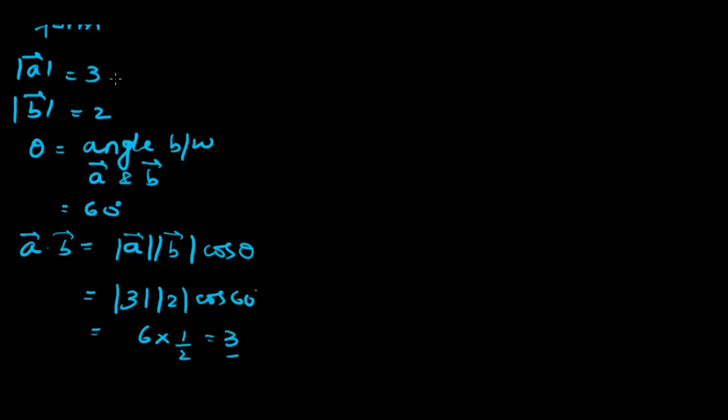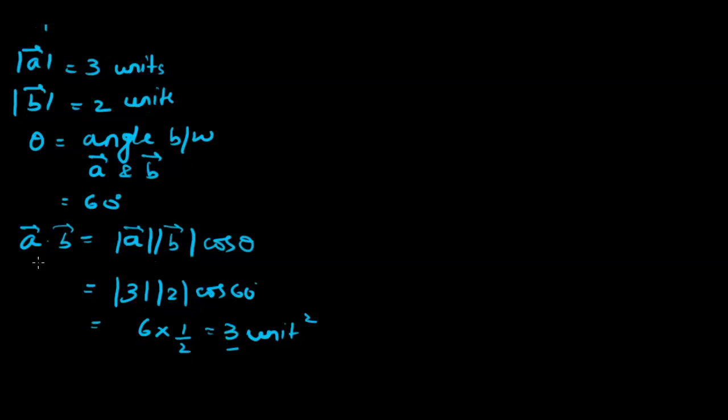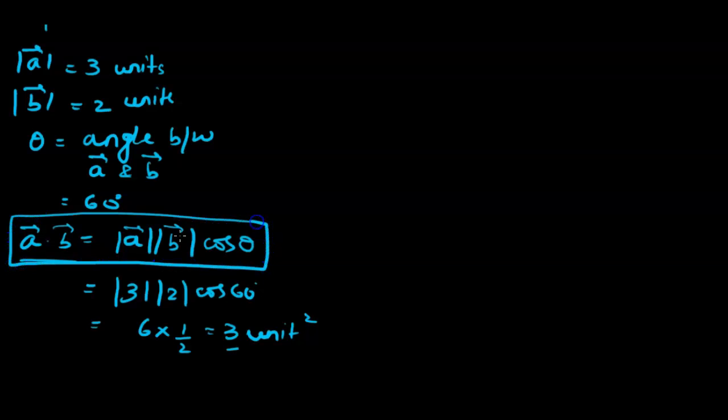Now since we're not given any units, let's consider this is 3 units and this is also 2 units. So all we have to do is write 3 units square, because it's a product that we have got. So dot product of vectors when the two vectors are given in magnitude form, the formula is A dot B equal to A magnitude multiplied by B magnitude multiplied by cos theta. This is the formula that we apply to find out the dot product when we are given the vectors in the magnitude form and we are given the angles separately.